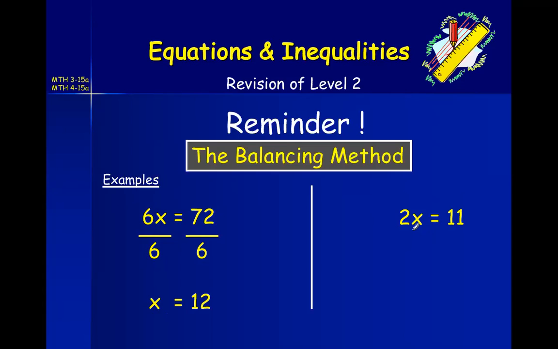On the example on the right, we've got to divide by 2 to get rid of that 2. We'll do it on both sides. And this time we've got 11 over 2, or if you want, you can write it as 5.5. But you can leave it as 11 over 2 or 5.5. There's 3 ways to write this answer. Okay, so that's what we call the balancing method.